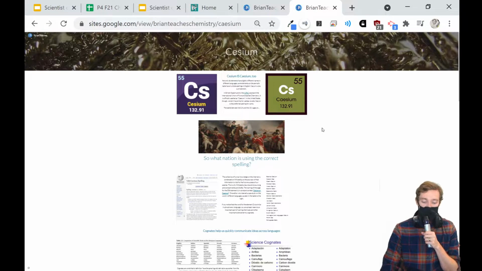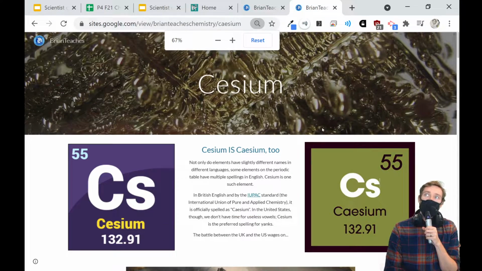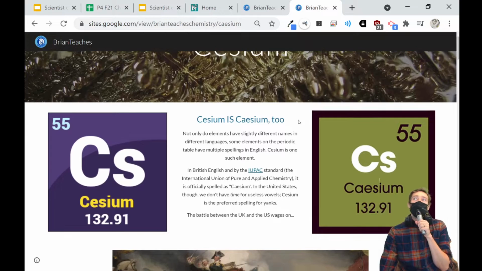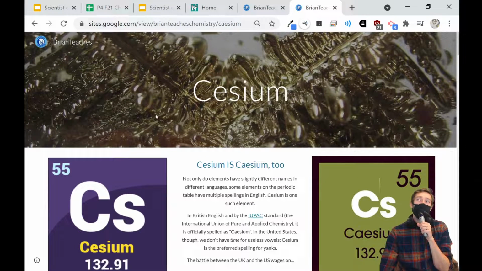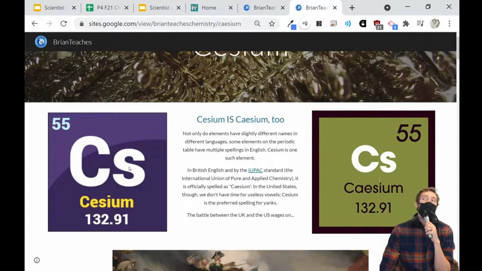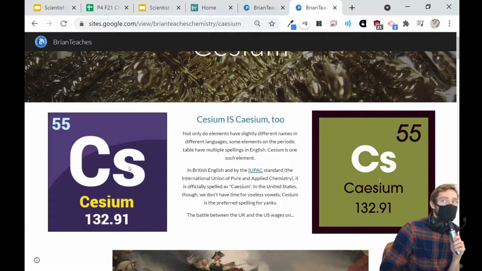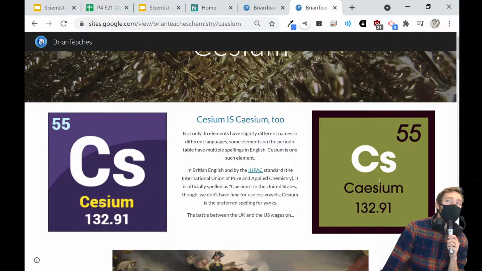So let's talk about cesium. Cesium, this is what cesium looks like. And cesium on the periodic table of the elements has an interesting pattern, which is that it has 2 different names. On some periodic tables, it's CES, and on other periodic tables, it's CAES. What the heck? Well, why?